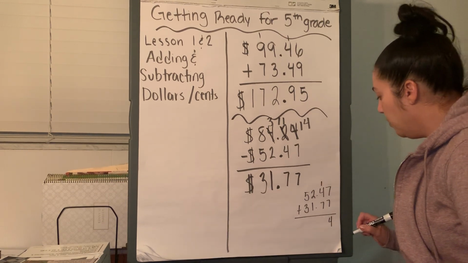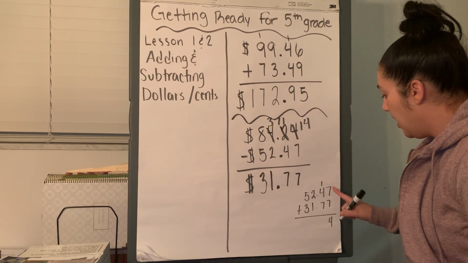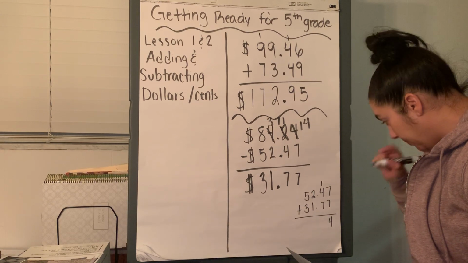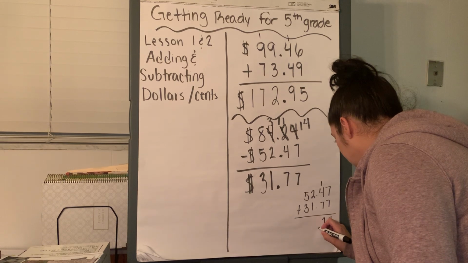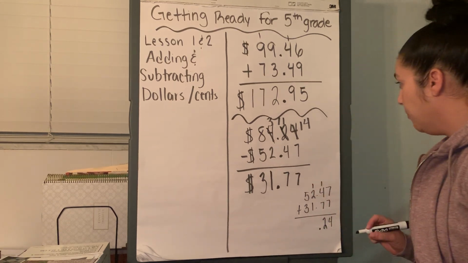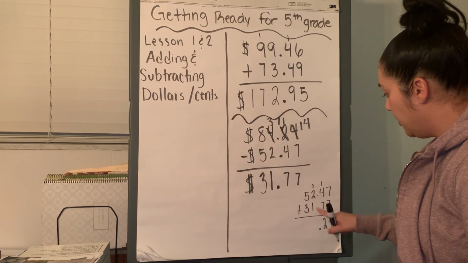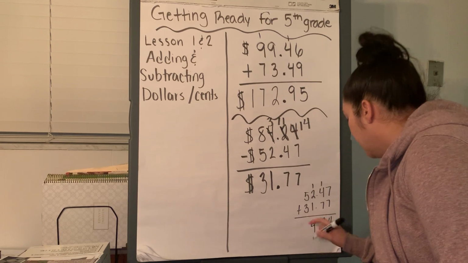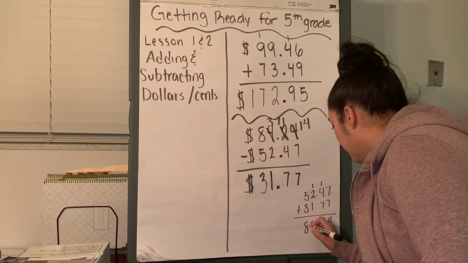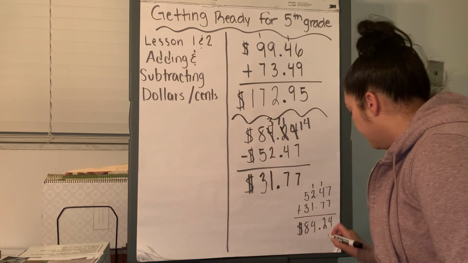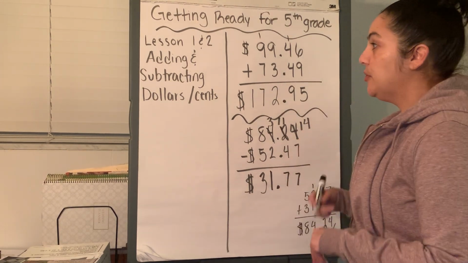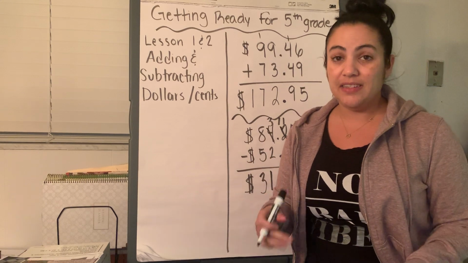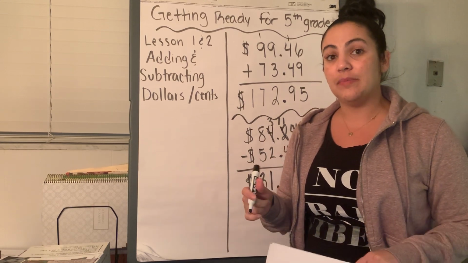14, carry a 1. 7 plus 5 is 12. Decimal point, carry over my 1. 2 plus 1 is 3, plus 1 is 4. 5 plus 3 is 8. And my checking is correct. So today's lesson is adding and subtracting decimals.